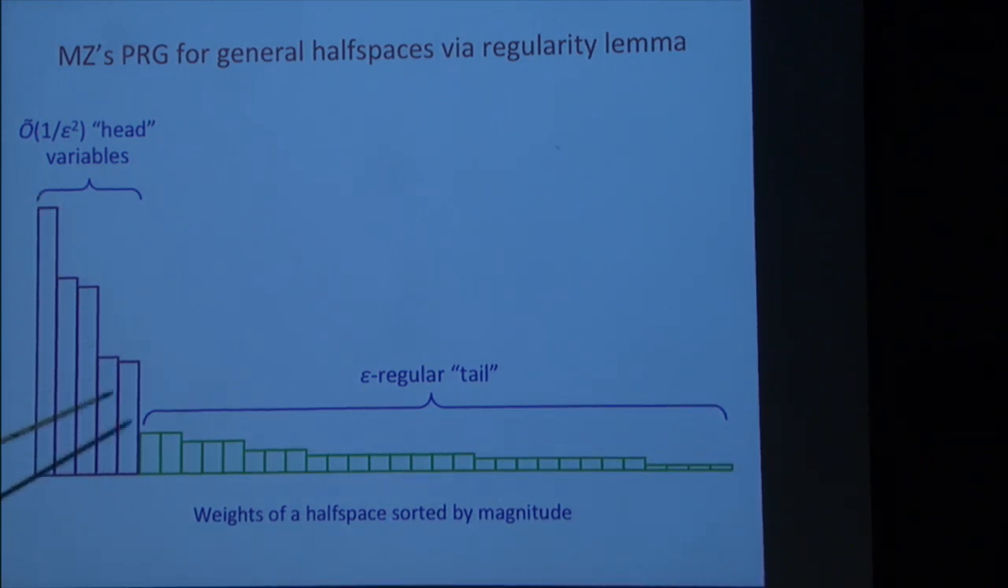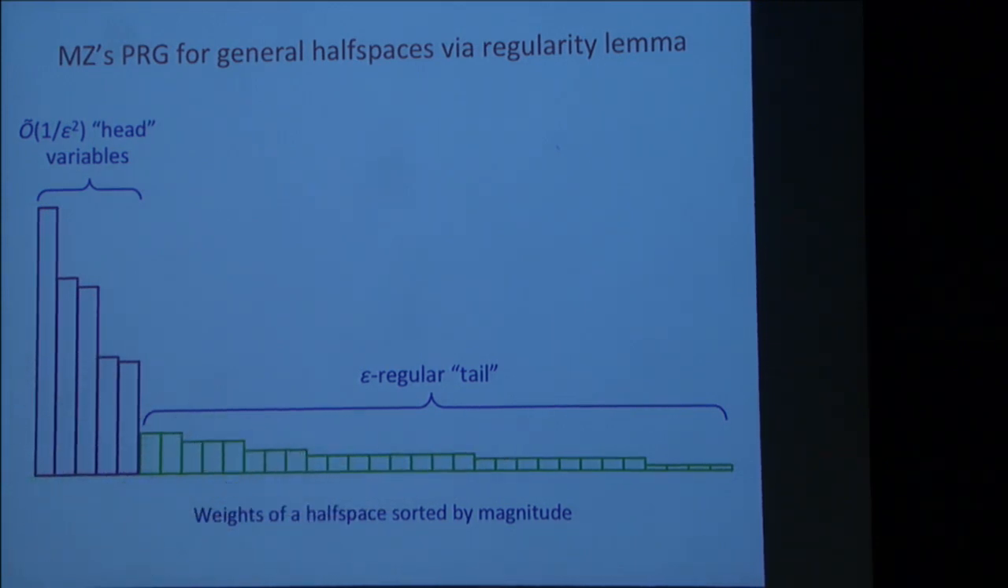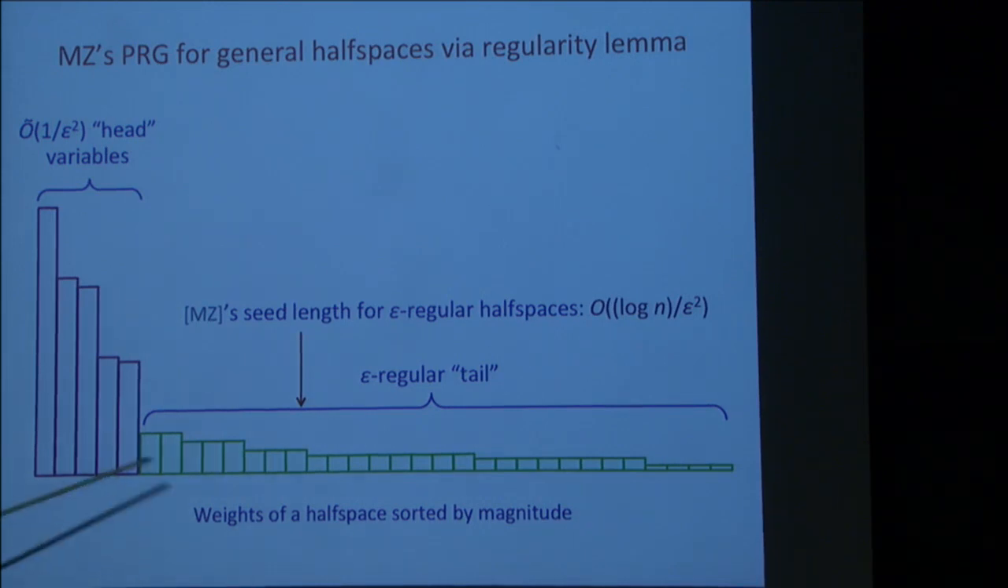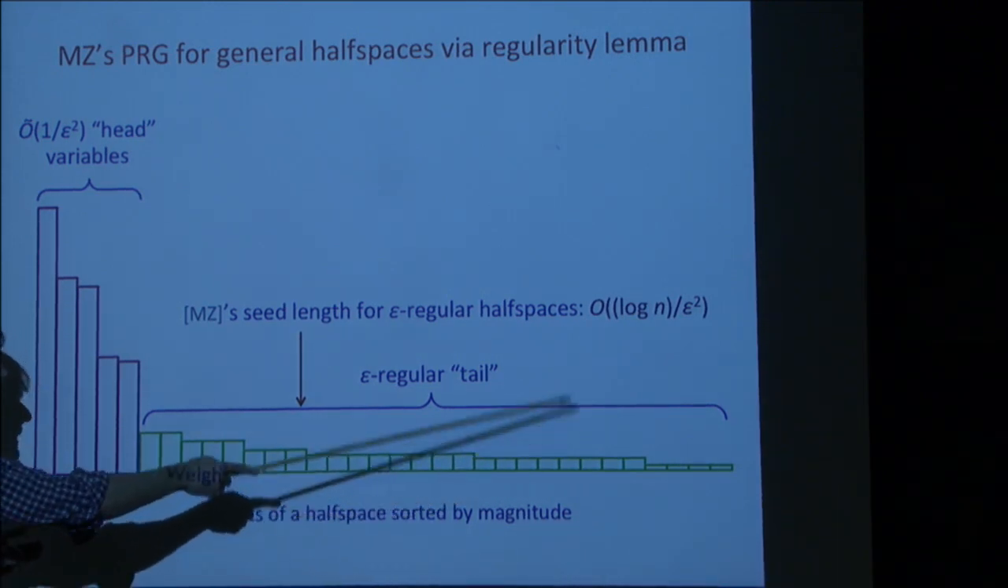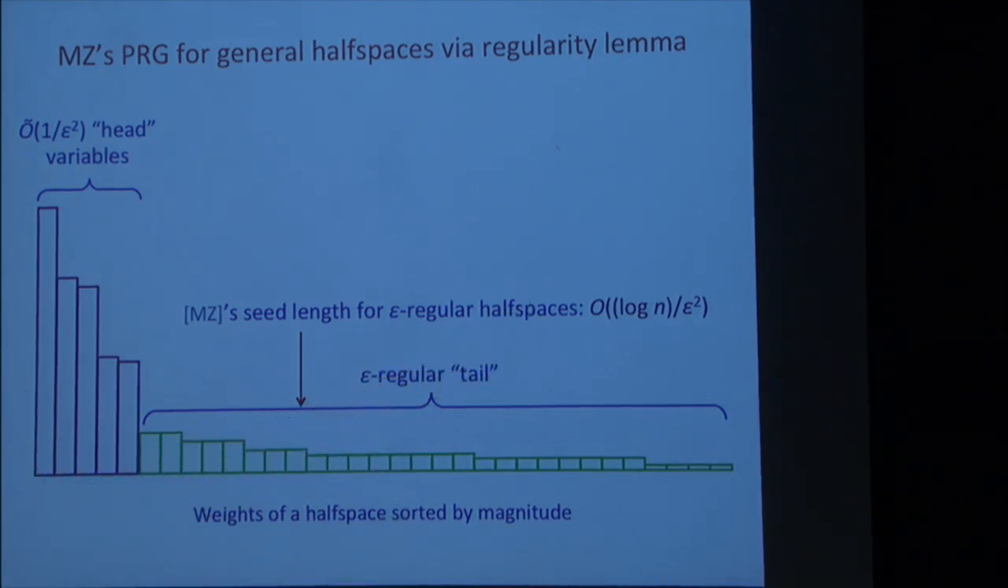So given this kind of regularity lemma, a cartoon version of how they handle general half spaces is by just reducing to this regular case. Like I said, fixing about 1 over epsilon squared many variables is always enough by this regularity lemma. So you can think of a generic half space as having at most something like 1 over epsilon squared many head variables, and then it has an epsilon regular tail. Here we've sorted the weights by magnitude. So how would you fool a general half space? Remember, if you're in the epsilon regular tail case, this is just for an intuitive sketch, you can fool it with the construction we sketched earlier with seed length something like log n over epsilon squared.